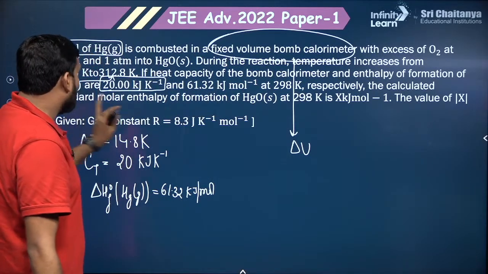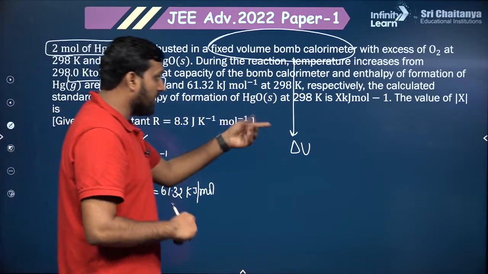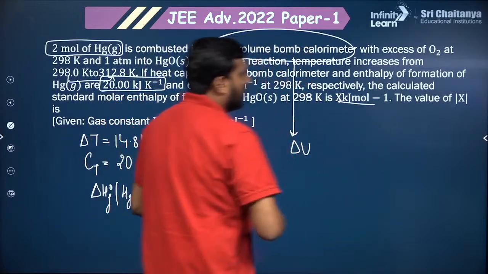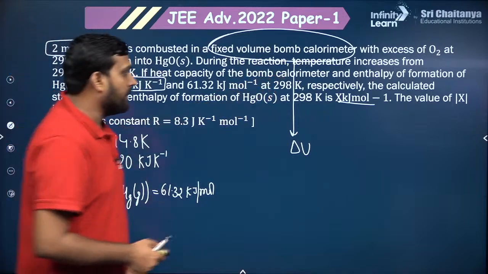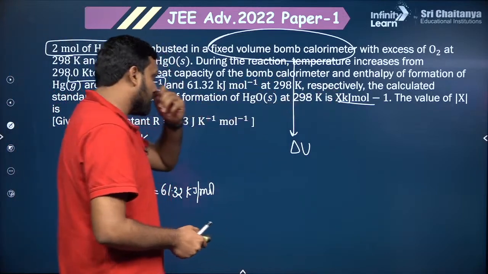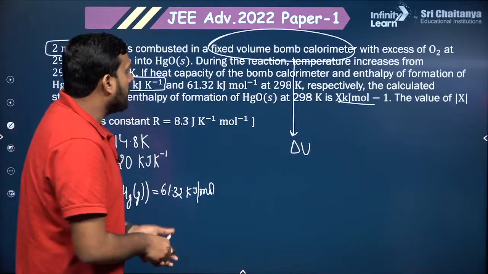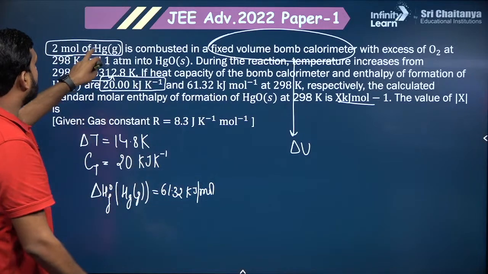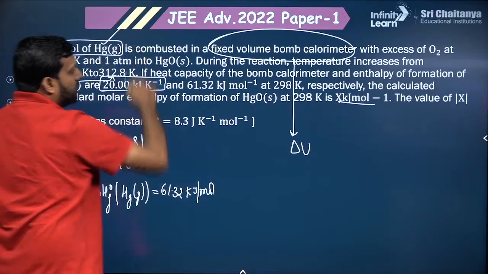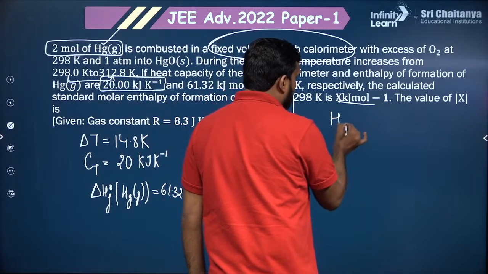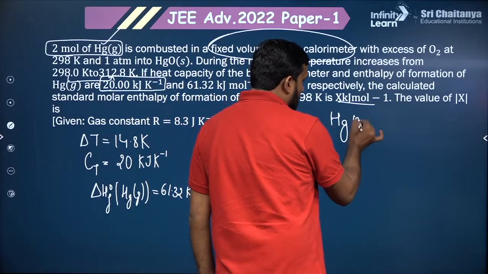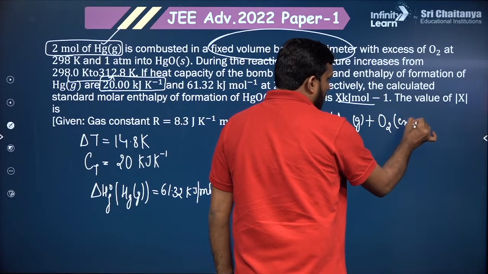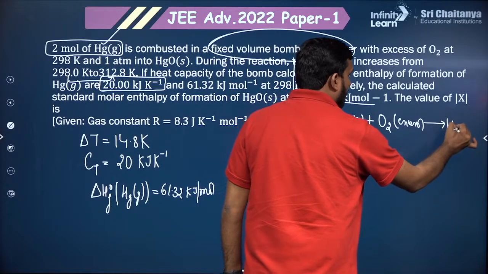The calculated standard molar enthalpy of formation of HgO solid at 298 Kelvin is x kilojoule per mole. The value of modulus of x you have to determine, because the x comes out to be negative in calculation. So let's go for the delta U first. There is an overall reaction going on, and the reaction is that Hg is combusted. So for the complete reaction, Hg gas is combusted along with O2, which is in excess, given in the question itself, and this leads to formation of HgO solid.